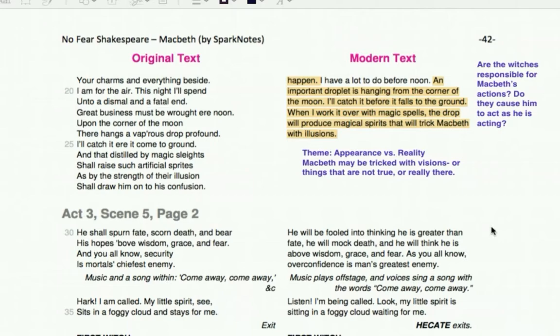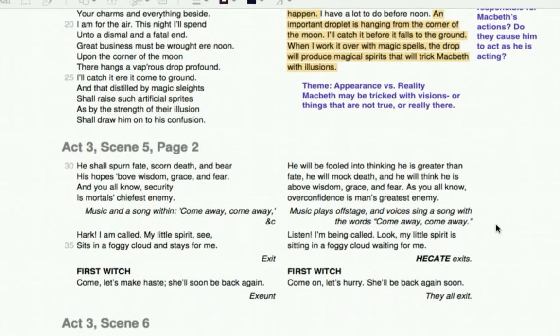"He shall spurn fate, scorn death, and bear his hopes above wisdom, grace, and fear. And you all know, security is mortal's chiefest enemy. Hark! I am called. My little spirit, see, sits in a foggy cloud and stays for me. I come with all the speed I may. Come, let's make haste. She'll soon be back again."